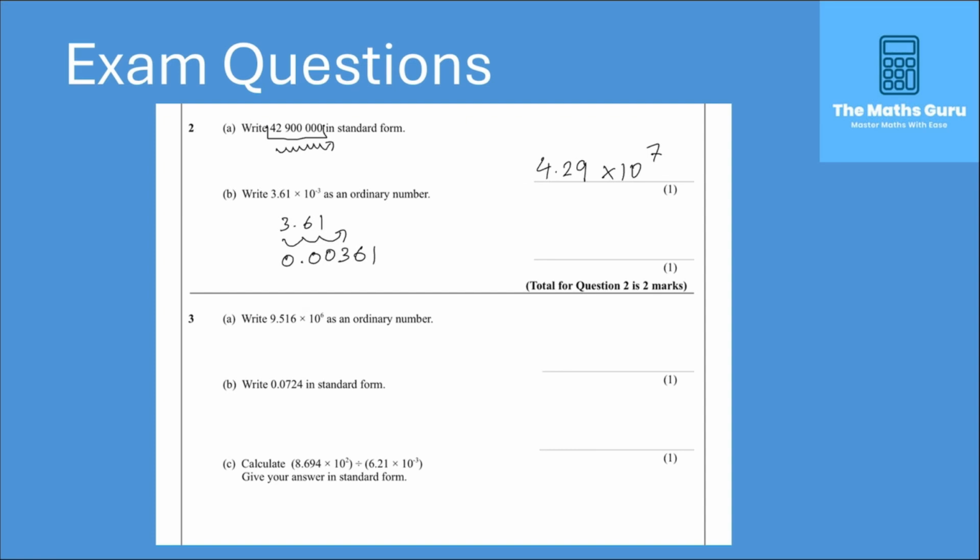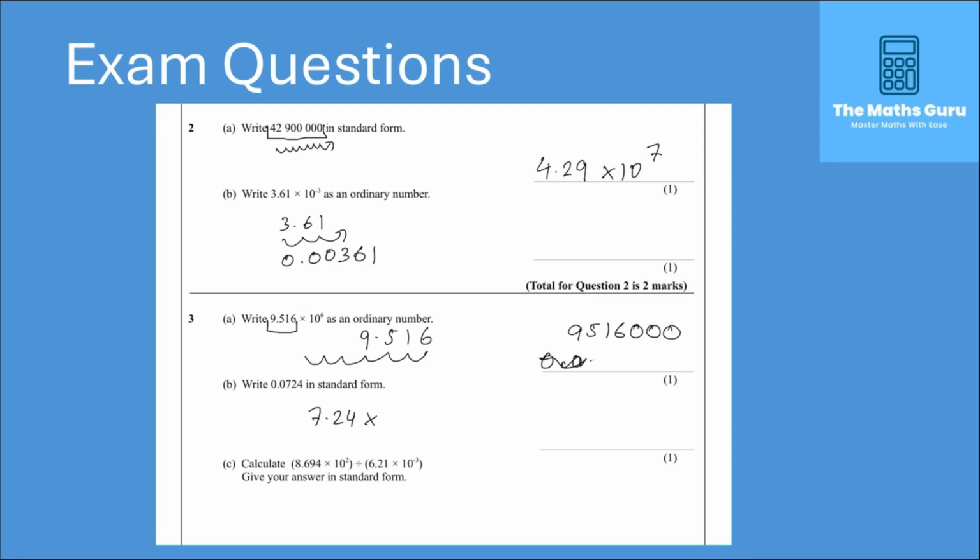Okay, moving on to question 3. Writing 9.516 times 10 to the power of 6, we know we're going to have to shift this number 6 spaces to the left. So if we have our 9.516, we're going to have to shift this 6 spaces to the left. So 1, 2, 3, 4, 5, 6. So that's going to be 0.0. Oh, sorry, not 0.00. That's going to be 9,516,000.